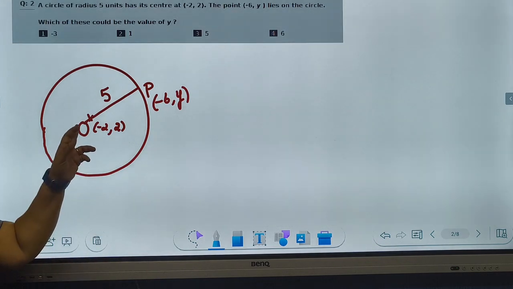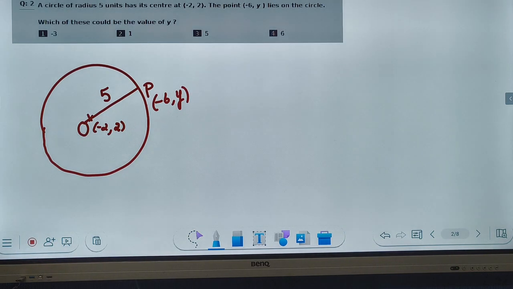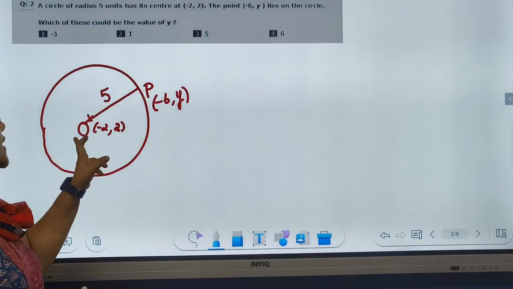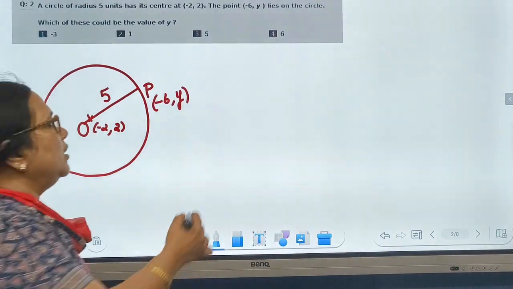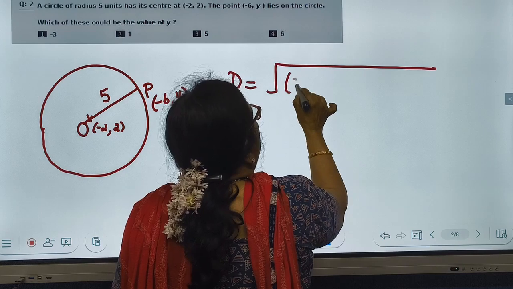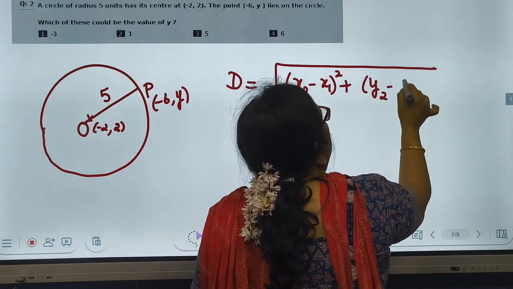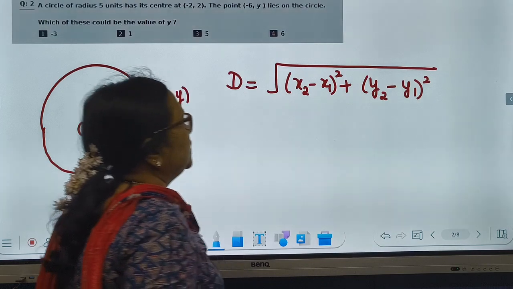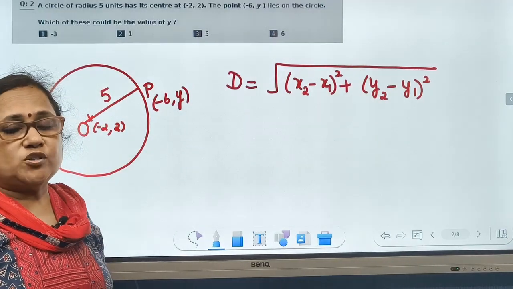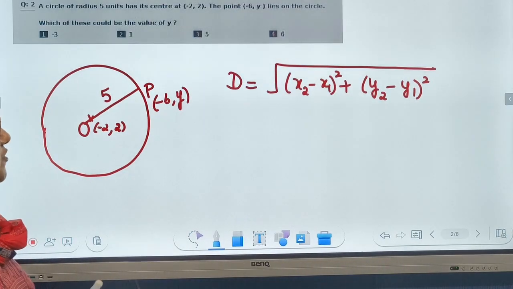So what does that mean? The distance between the points O and P is 5 units because radius is nothing but the distance between the center and any point on the circle. Now, the distance is given by what? The distance formula. What is the distance formula? D is equal to root of (x2 minus x1) the whole square plus (y2 minus y1) the whole square, where (x1, y1) is the coordinates of one point and (x2, y2) is the coordinates of another point. If you want to find the distance, this is the formula and it is called the distance formula.